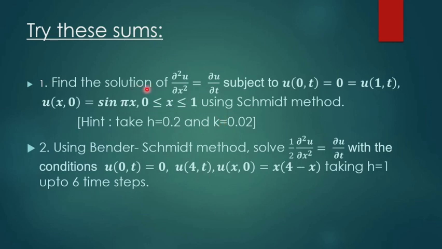Next, you may try these sums. One is using the Schmidt method. For that, you may take an h value of 0.2 and a k value of 0.02. Another one is using the Bender-Schmidt method, where the h value is given to be 1. Correspondingly, you have to find the value of k. Up to 6 time steps is asked. So you may try these sums.